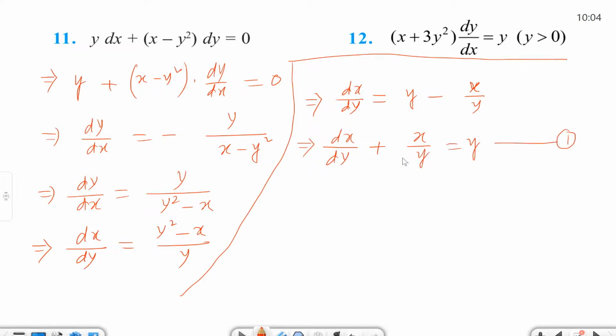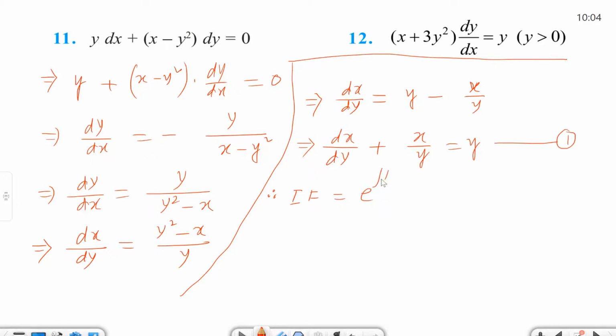It was also 1 by y into x. So t is 1 by y here. So write this, this is a linear differential equation in x. Therefore, IF, the integrating factor, is equal to e to the power integration of P.